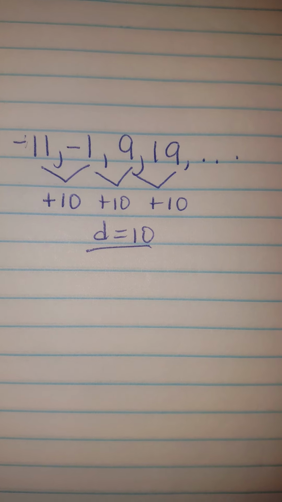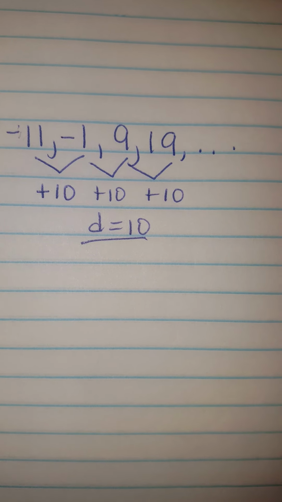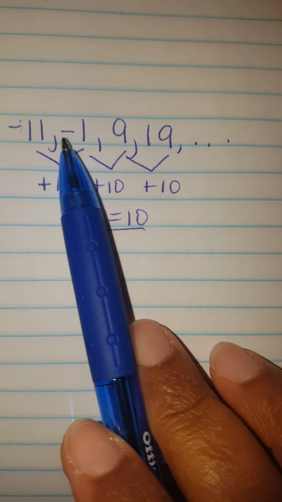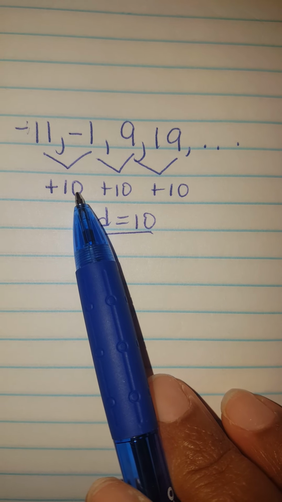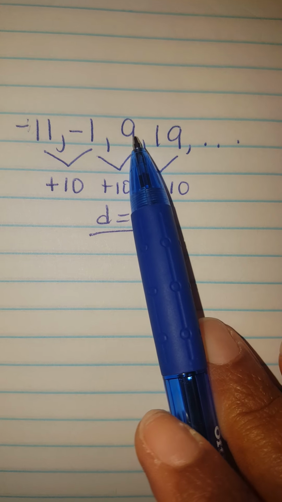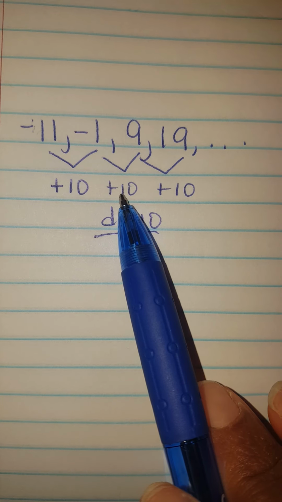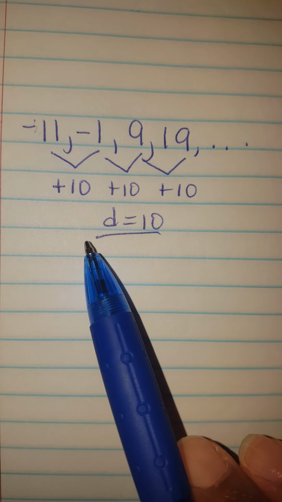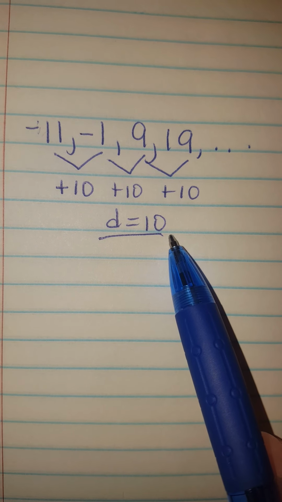Okay, so now we're back. I found that the common difference is 10. From -11 to -1, the difference is an increase of 10. From -1 to 9, there's an increase of 10. And from 9 to 19, there's an increase of 10. So my common difference is 10.